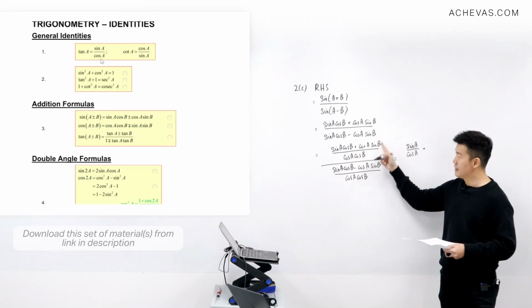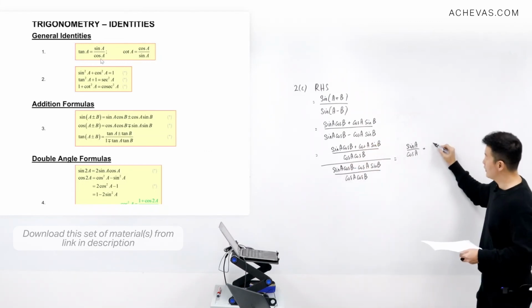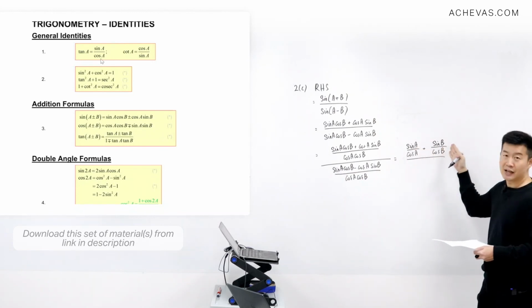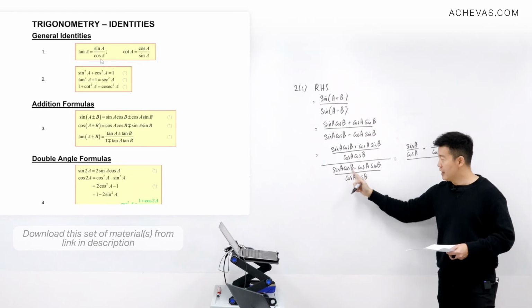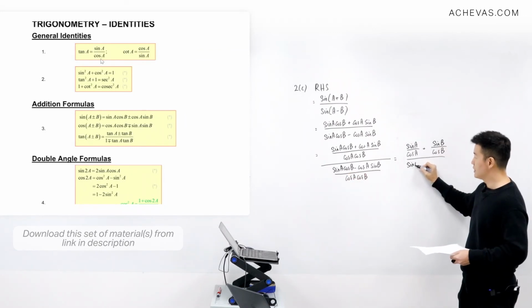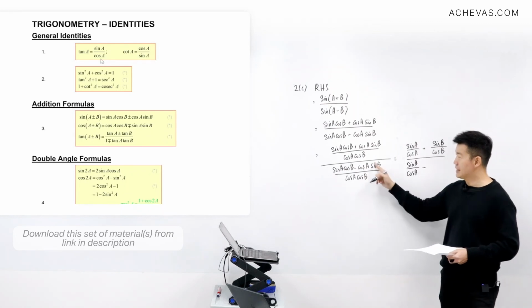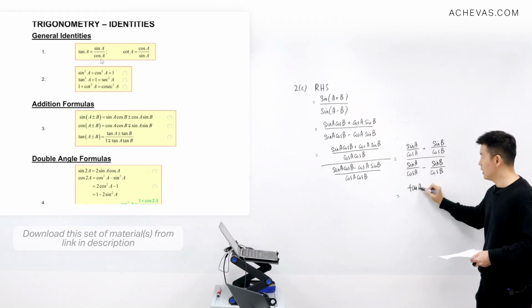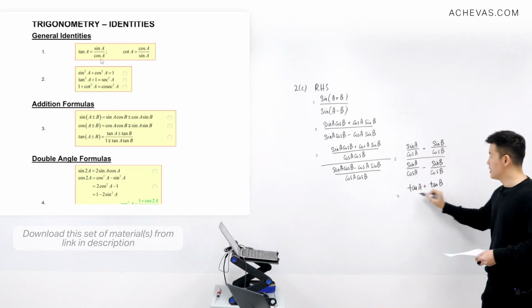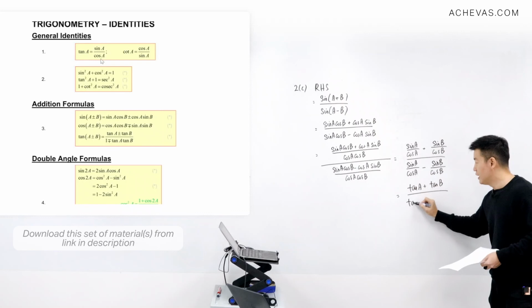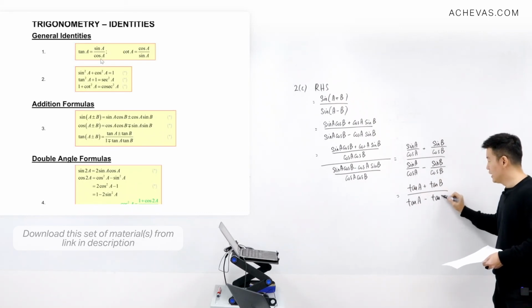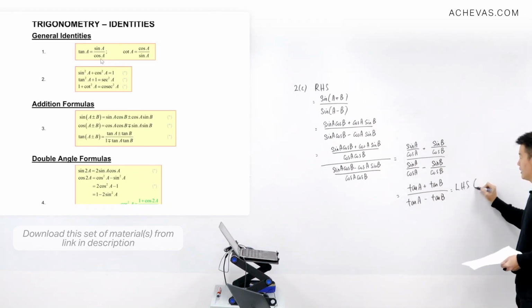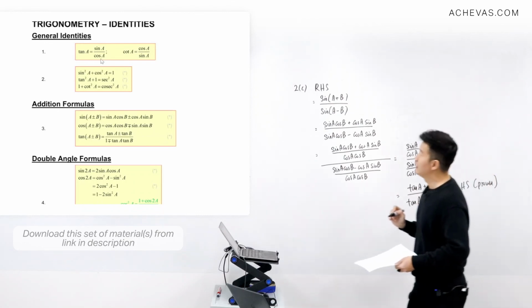As for this divided by this, cosine A and cosine A can be cancelled. I'm going to be left with sine B over cosine B, which I'm going to rewrite as tangent B. For this, cosine B and cosine B can be cancelled, leaving sine A divided by cosine A minus, for this, cosine A and cosine A can be cancelled, leaving sine B over cosine B. So this is tangent A minus tangent B, and this is equal to the left-hand side. And henceforth, we have proven part C.